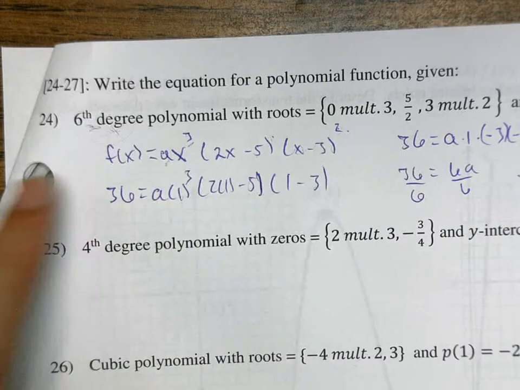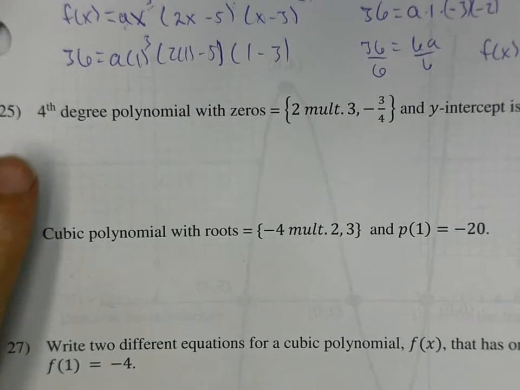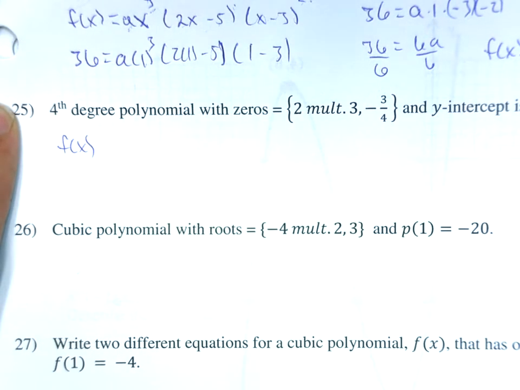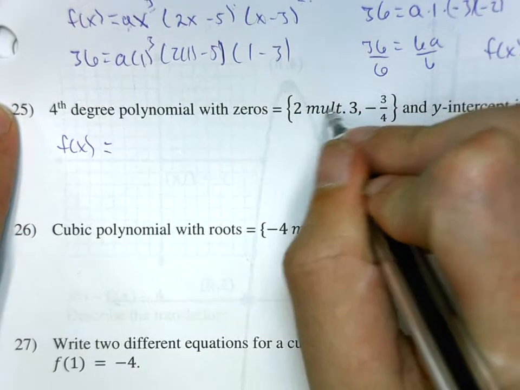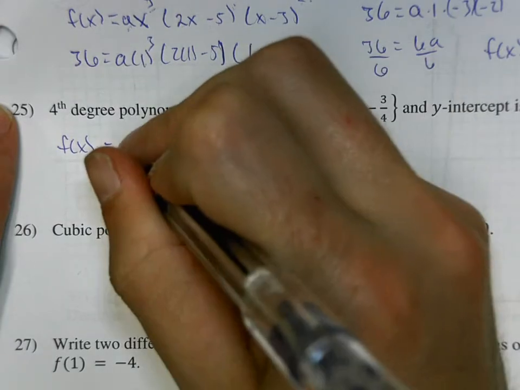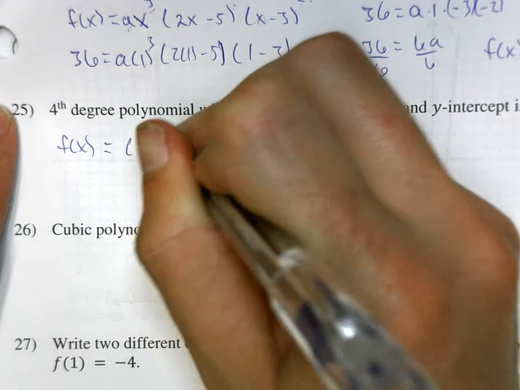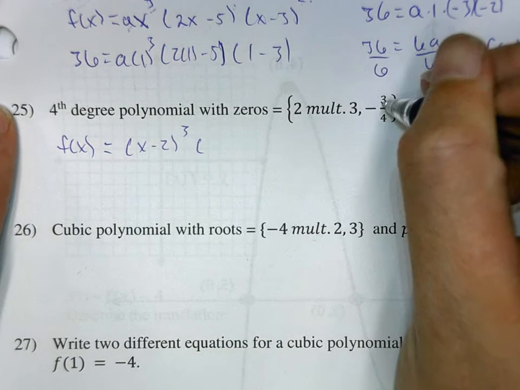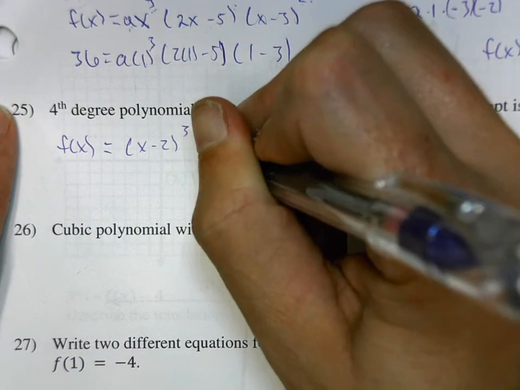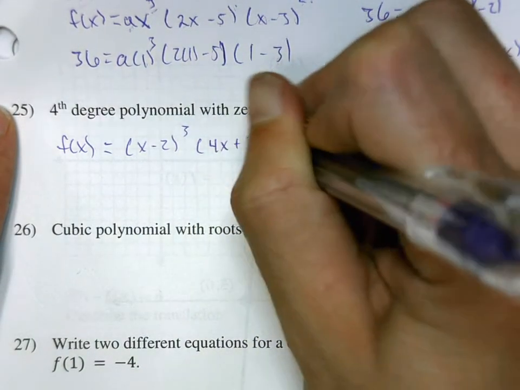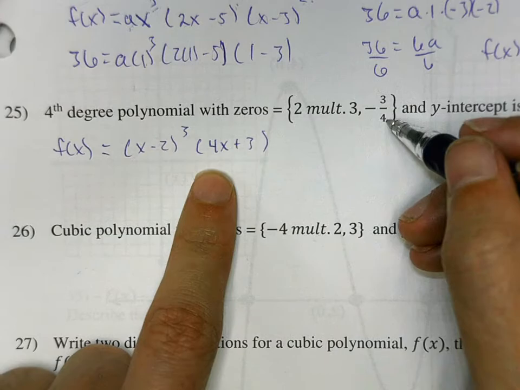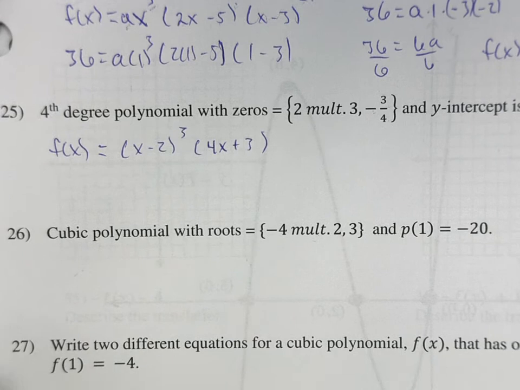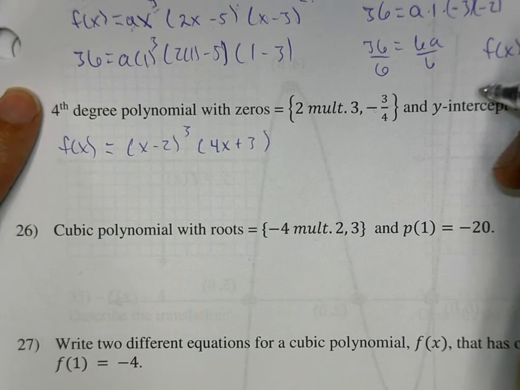25. F of x equals 2 multiplicity 3, so that would be an x minus 2 to the third power, and negative 3/4. So that means you're going to have a 4x plus 3. Bottom number goes in front of x, opposite sign, that number goes last. And I forgot the a again, bad Mr. B.